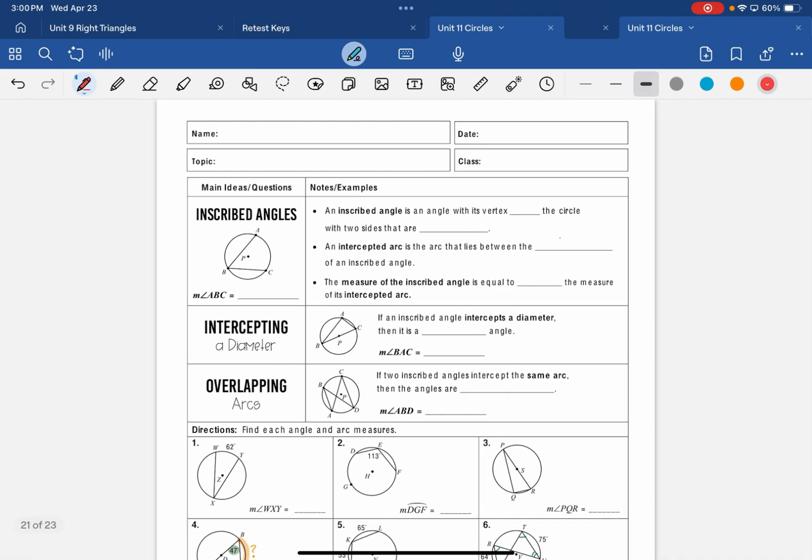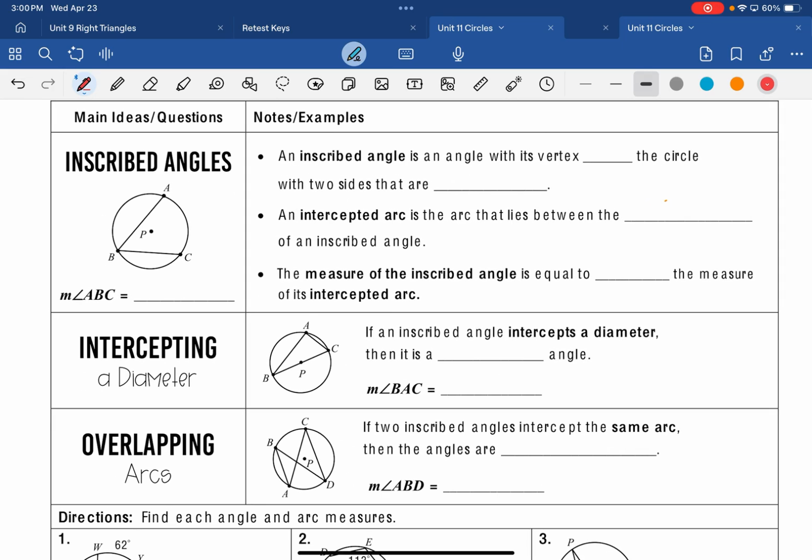So now we're going to go over here to our actual notes for inscribed angle. So an inscribed angle is an angle with the vertex. Where is this vertex in regards to the circle? It's not at the center, it's where? It's on the edge, right? So right there we would say on this circle with the two sides, what type of lines are BC and AB? Those are chords. So with a central angle, your sides are radii. For an inscribed angle, your sides are chords.